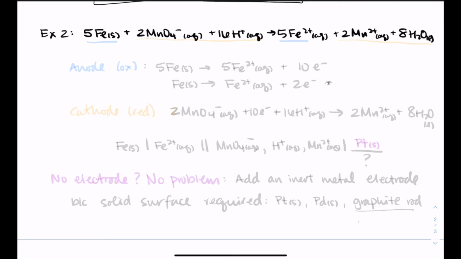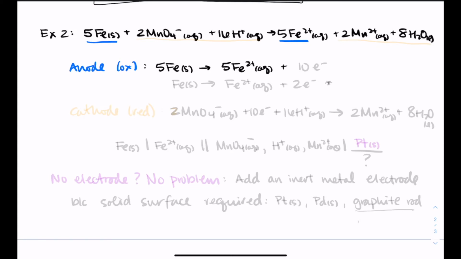All right, let's do a longer example so that you can see what to do when we have multiple things. So example 2: 5 iron solid plus 2 permanganate plus 16 H plus, turning into 5 iron 2 plus, 2 Mn2 plus, and 8 H2O. So the oxidation half reaction is, just pulling this out of the reaction as written, 5 solid iron turning into 5 iron 2 plus plus 10 electrons.